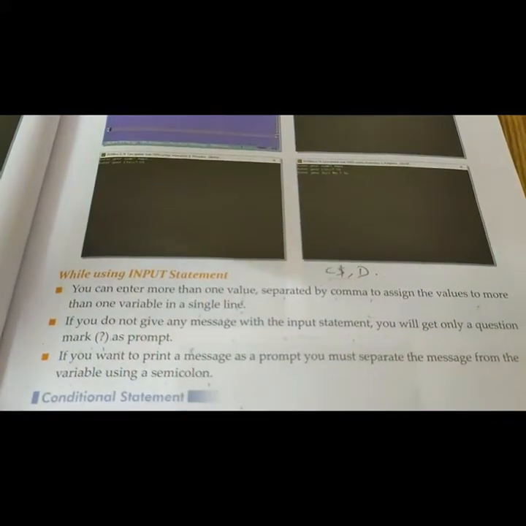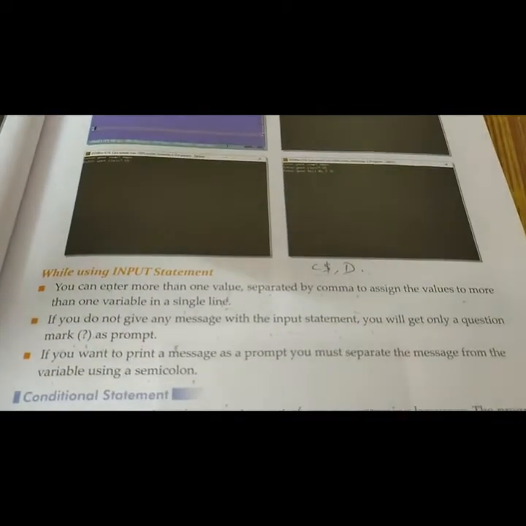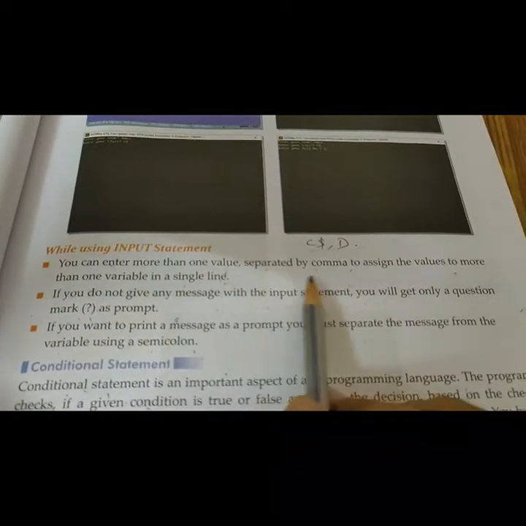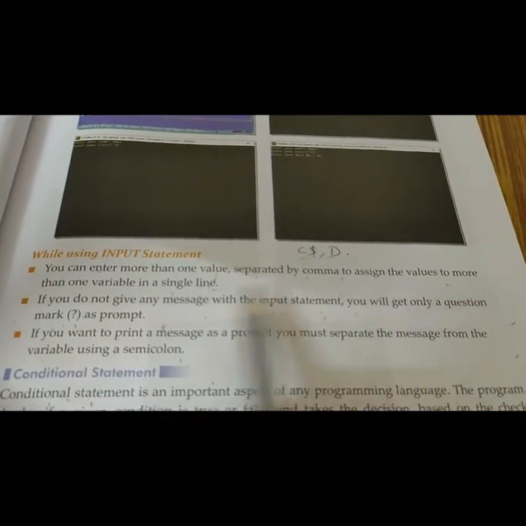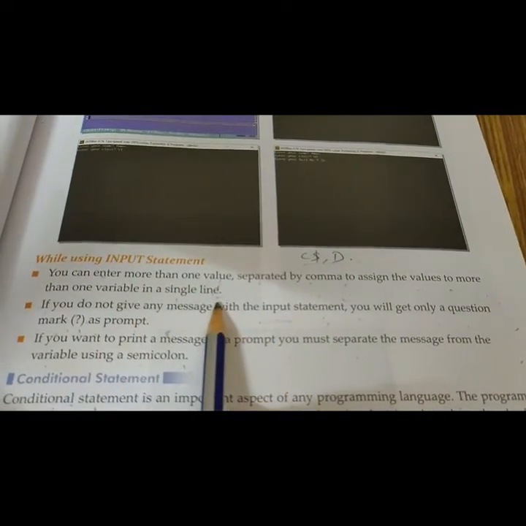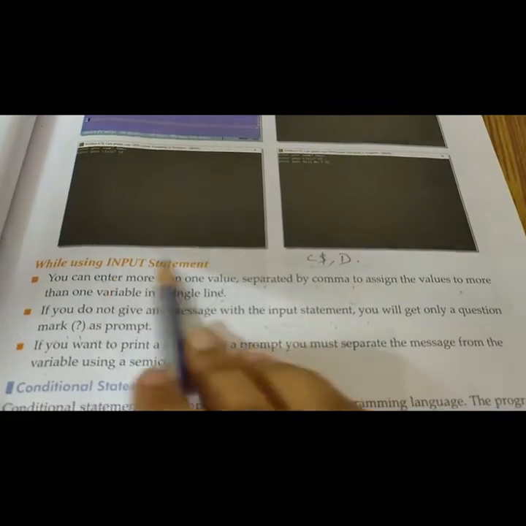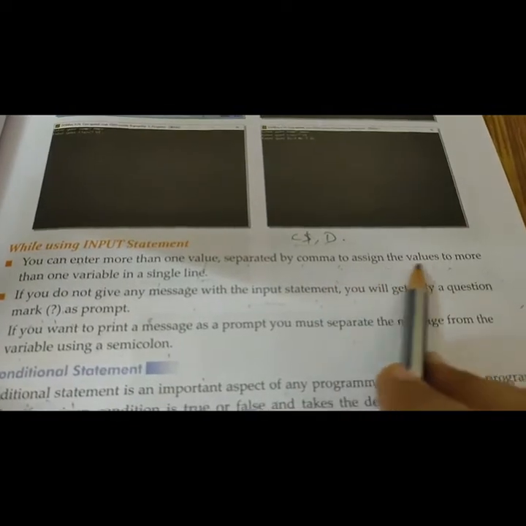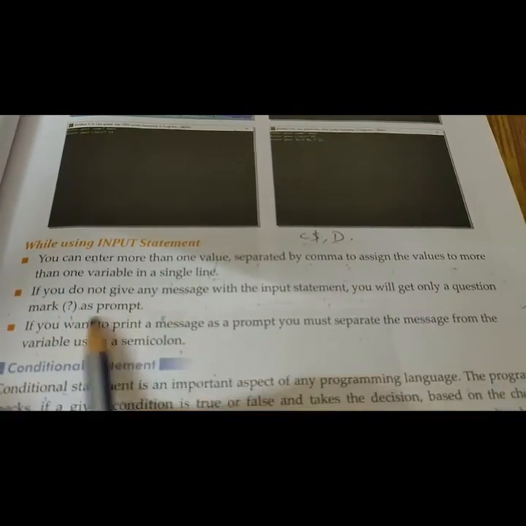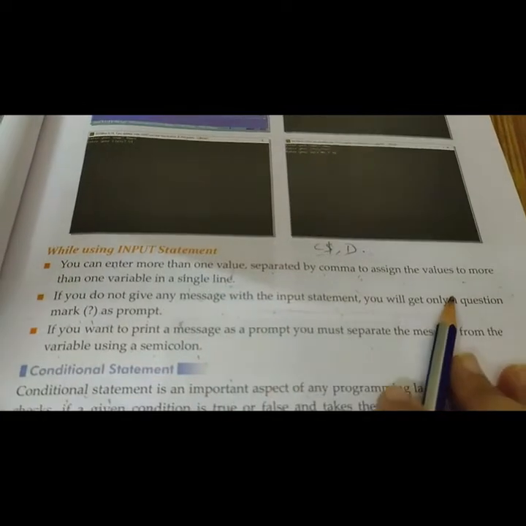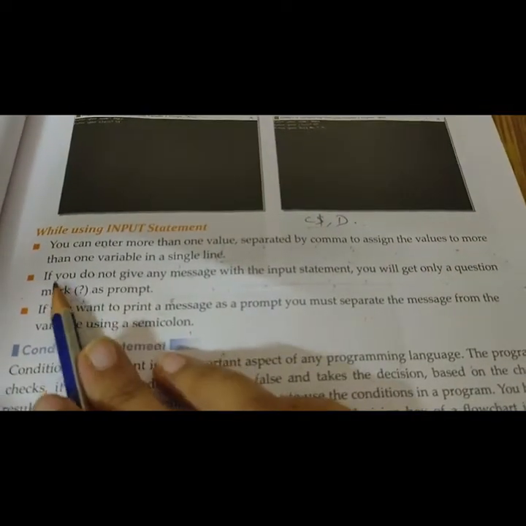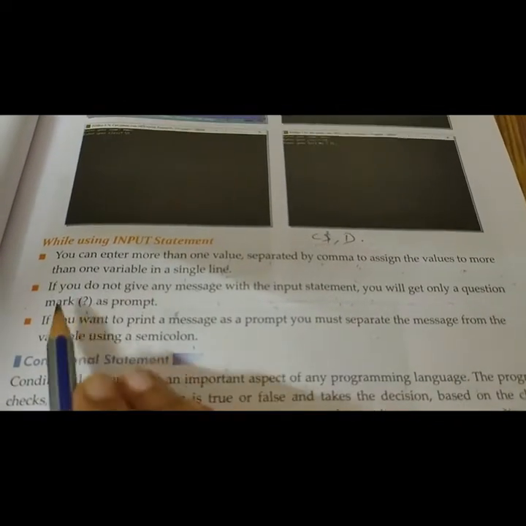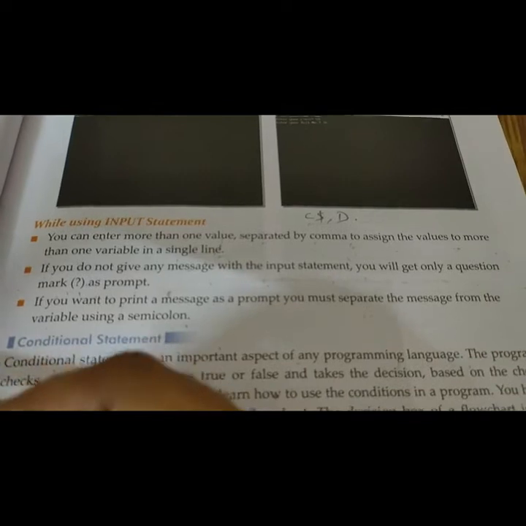While using the input statement, there are some important things we have to remember. You can enter more than one value separated by commas to assign the values to more than one variable in a single line. We all know that in a single line we can use many variables together. If you do not give any message with the input statement, you will get only a question mark, as we saw in the example.